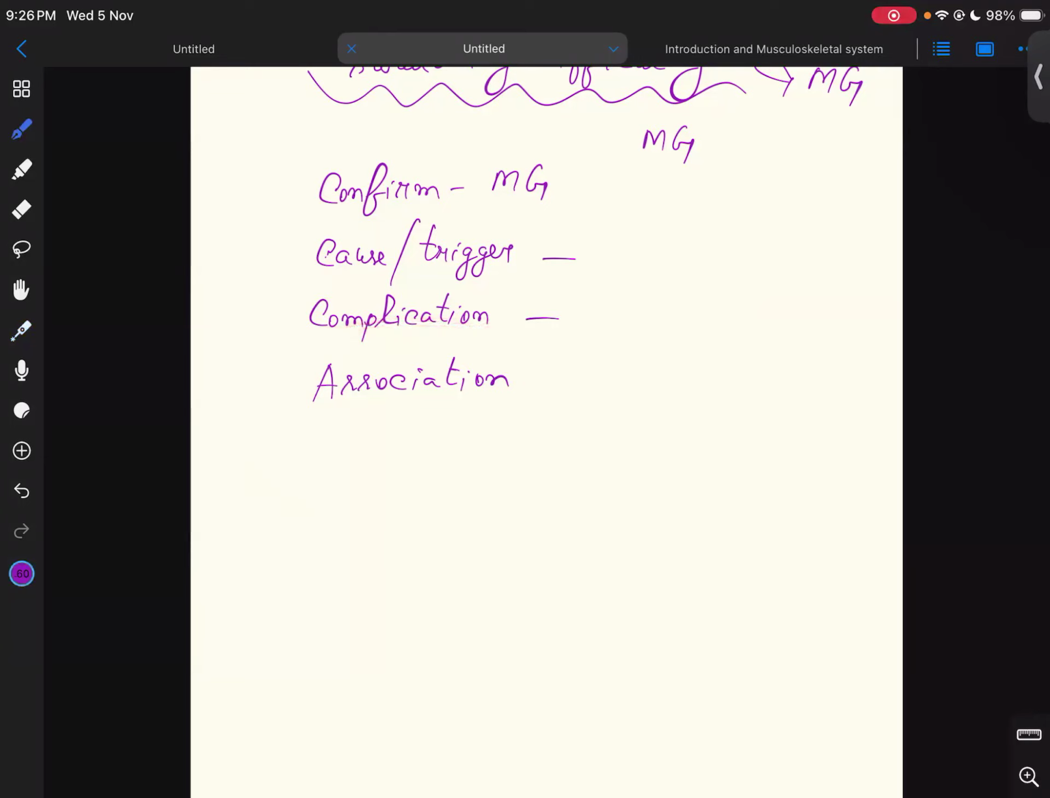Then we have to rule out the association from the history. How to rule it out? Myasthenia gravis is an autoimmune disease. We have to rule out other autoimmune diseases. What are the other autoimmune diseases? They are DATCPRMV. This is the mnemonic to remember all the autoimmune diseases.